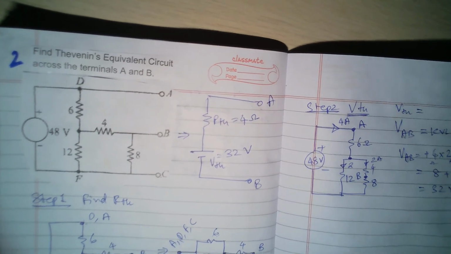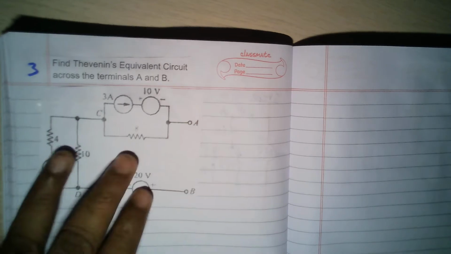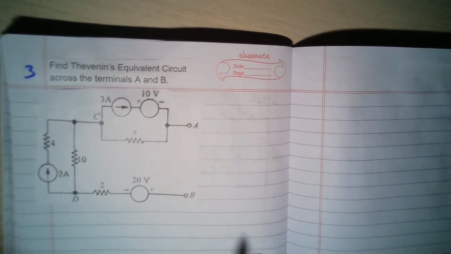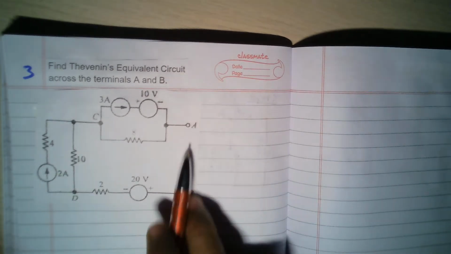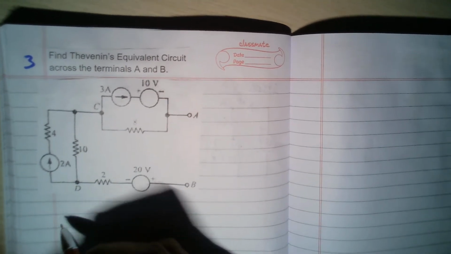Now let's go to the third problem. Now this is the third problem. So here the question is, find the Thevenin's equivalent circuit across terminals AB. As always, the same question. So let's start with step 1.